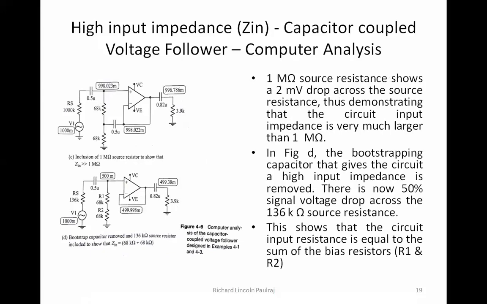So still looking into these computer analyses, here we try to include a 1 mega ohm resistor and we try to see the values. Of course, my input voltage is about 1000, and here there is a drastic change, right? Just because I have included this 1 mega ohm RS, we can see that previously we had about 999, but here there is a significant loss of about 2 millivolt.